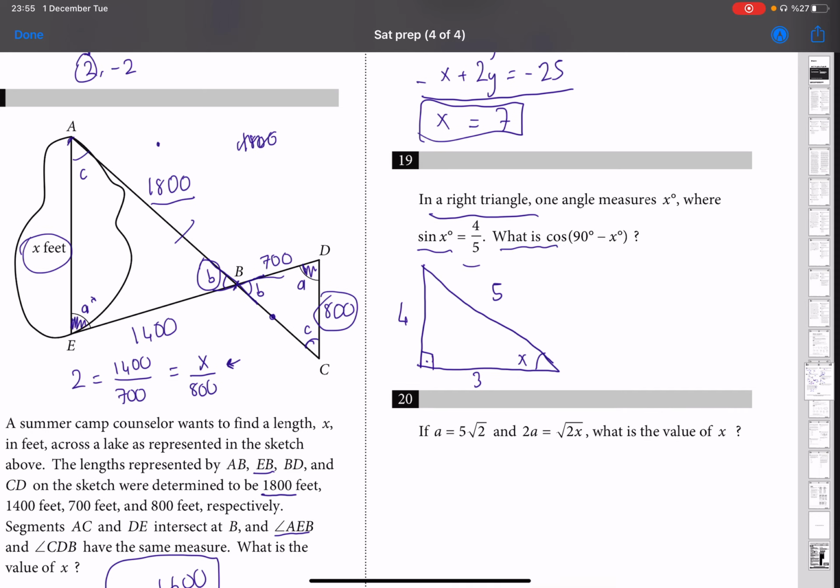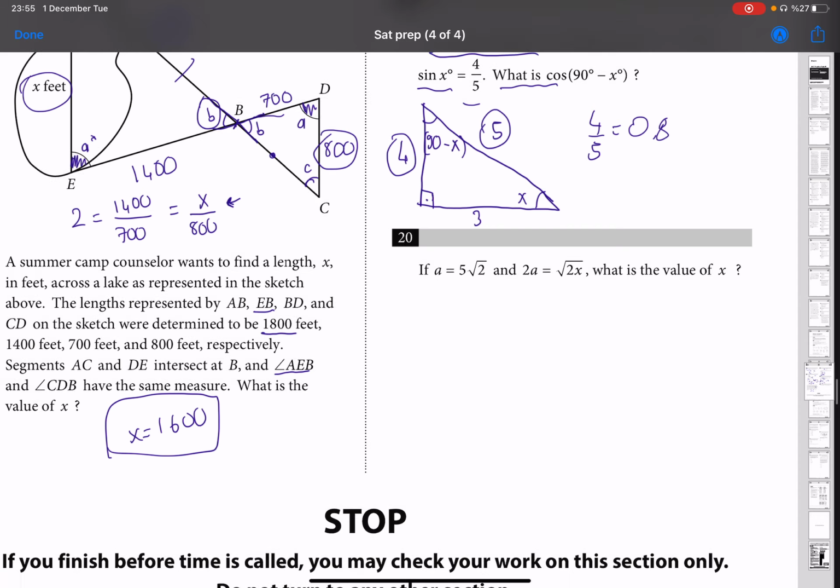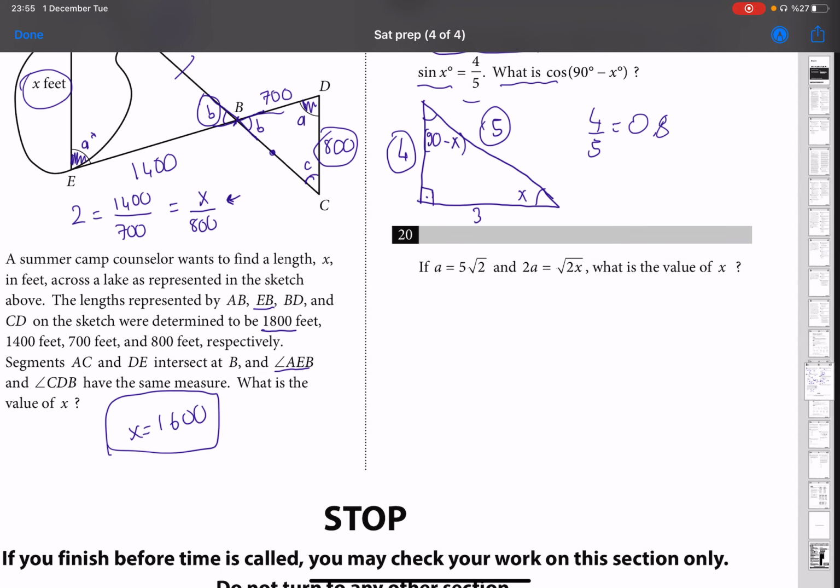What is cosine of 90 minus x? This angle is 90 minus x, right? So what is the cosine of this angle? 4 divided by 5, right? 4 divided by 5 or 0.8. They are the same.